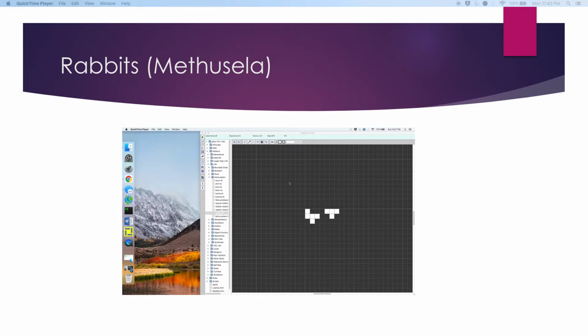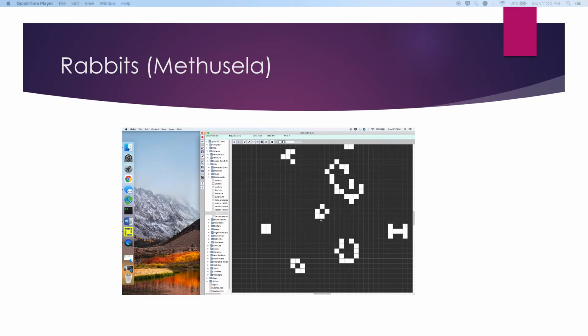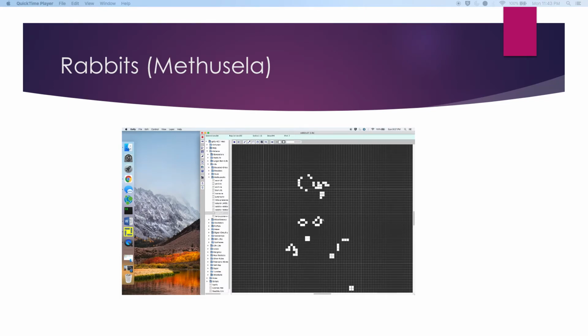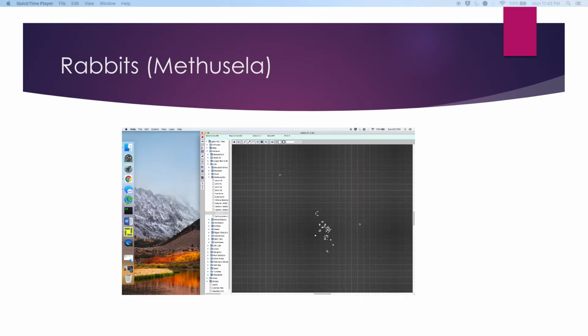This is a demonstration of the Methuselah called rabbits. We see that the initial pattern grows rapidly and sporadically as time progresses. When we fast forward, we see that it takes about 18,000 generations for the pattern to stabilize.